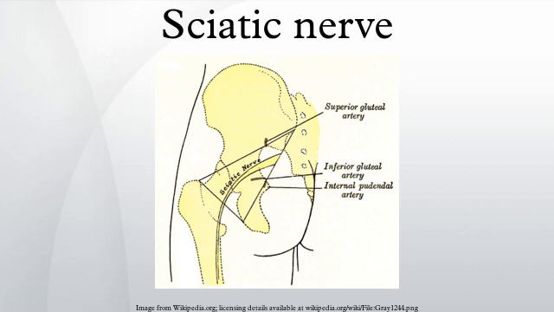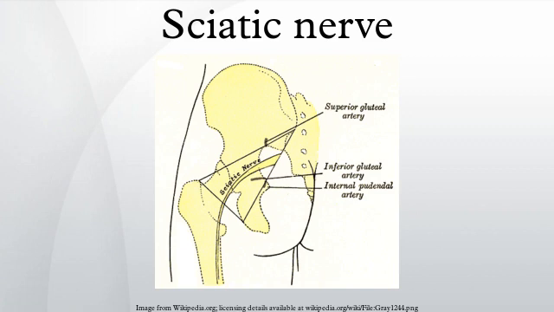At some point between the pelvis and popliteal fossa, the nerve divides into its two branches: the tibial nerve, which travels down the posterior compartment of the leg into the foot, and the common fibular nerve, which travels down the anterior and lateral compartment of the leg into the foot. The sciatic nerve is the largest nerve in the human body.